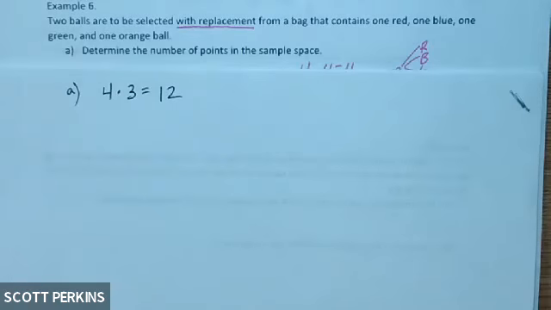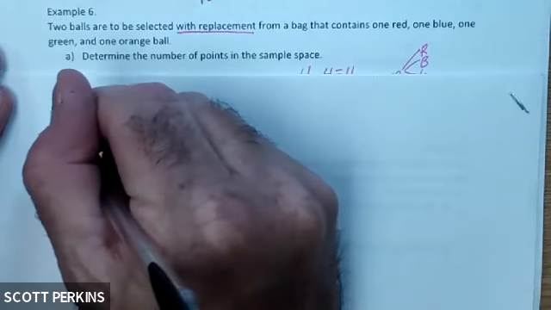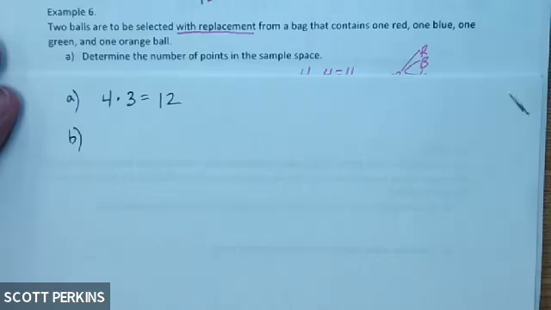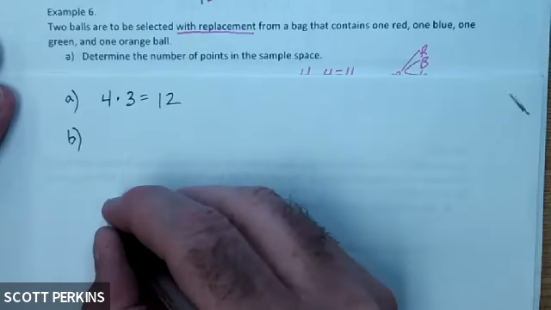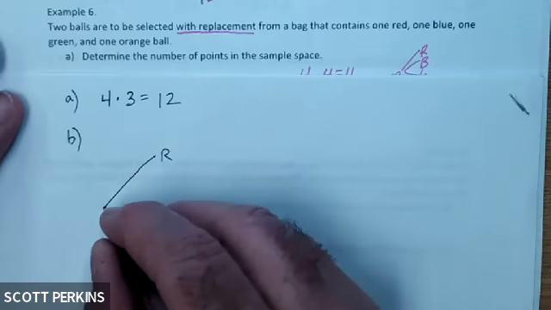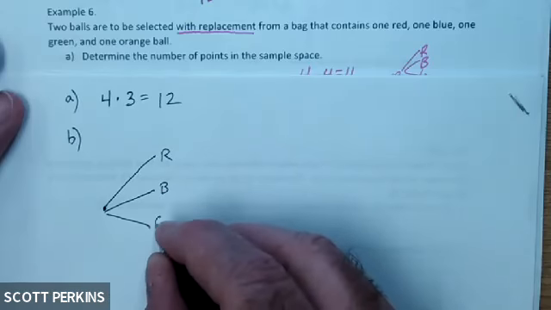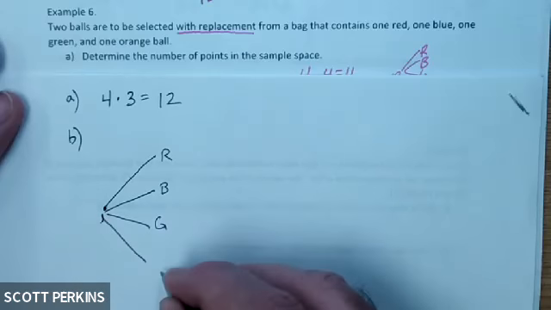This tree diagram is going to look very similar to the example 5 that we did with the tickets. That's why I had us do the other one first, just to be a little bit different and to maintain your interest a little more. So here's the tree diagram. First time I reach my hand in the bag, I can get the red or the blue or the green or the orange. So there we go.